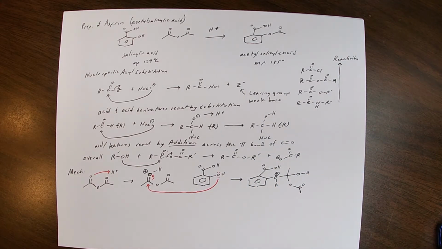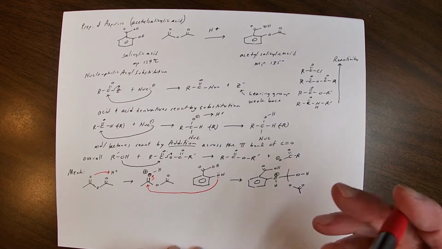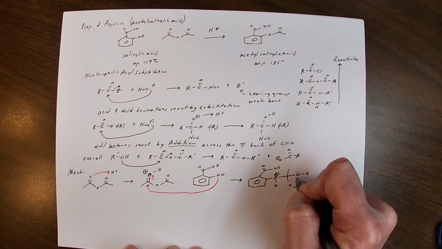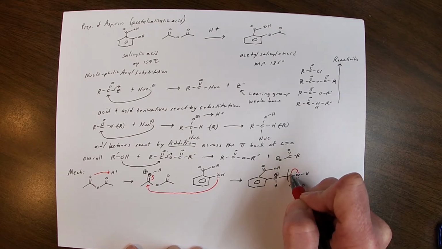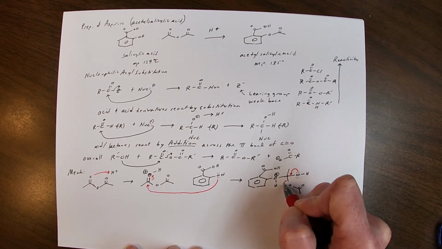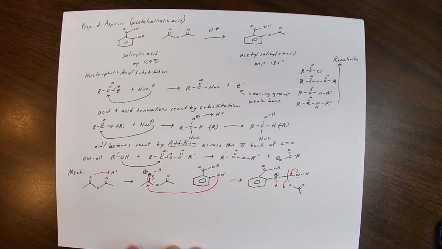All right, and I can lose that proton again. The order in which sometimes you show these protons leaving is not necessarily that important. Okay, I'm going to go ahead and push this pair of electrons in, and the acetate leaves as the leaving group.